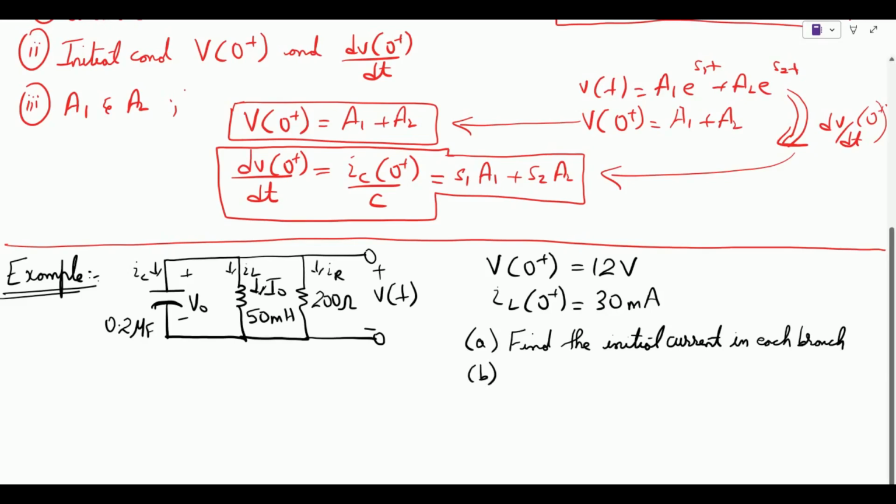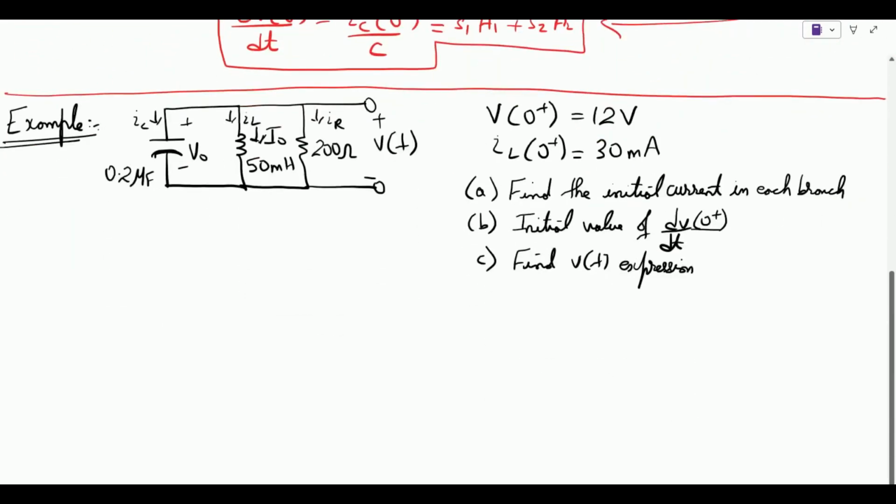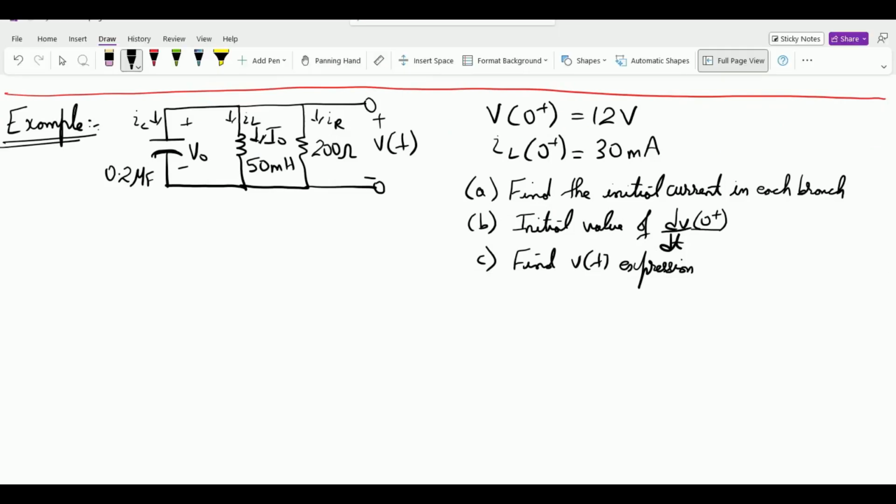Then in the second part, we need to find the initial value of the rate of change of voltage, which is dV by dt. Since this is an initial value, it is going to be at 0 plus. And finally, let us find the voltage expression, V(t). So these are the unknowns which we need to find given this RLC network. So let us start finding a solution to this problem.